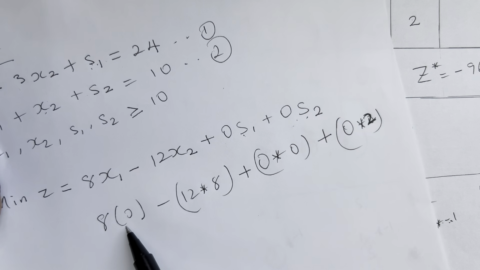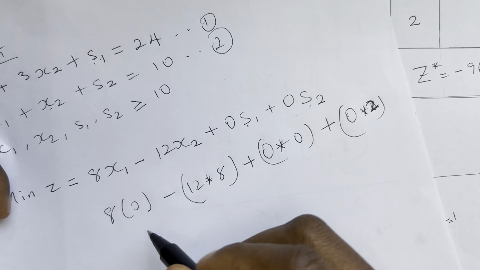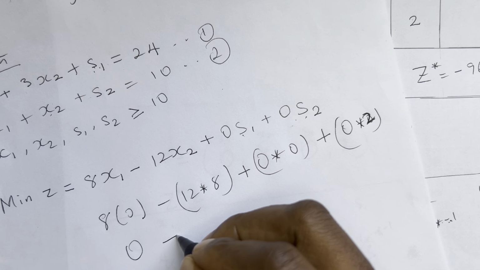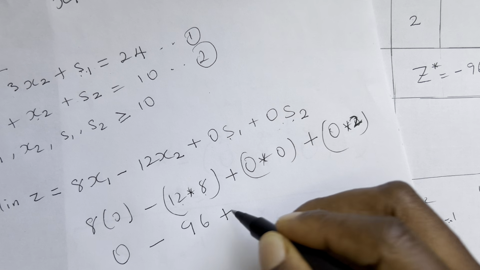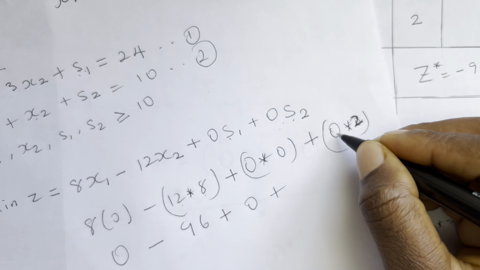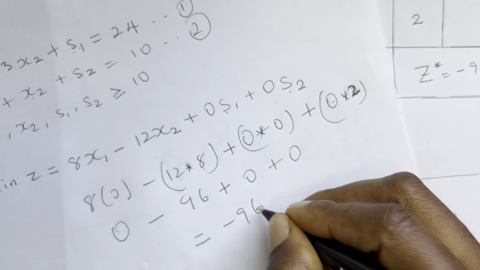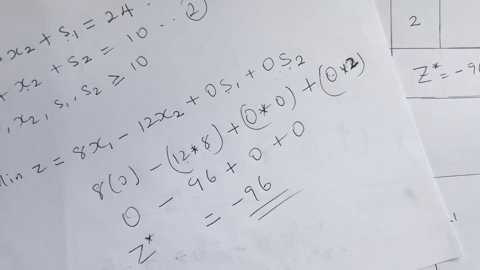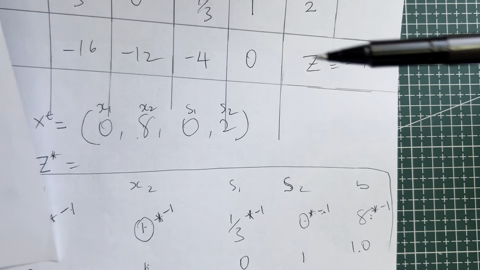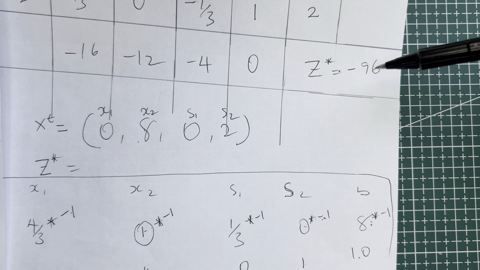So we're going to multiply this and do the summation here. We have 8 times 0 will give us 0, minus 12 times 8 will give us 96, plus 0 times 2 will give us 0. Therefore, here we have minus 96. Our optimal solution is minus 96. And when we compare these two answers with what we got, we see that it is the same value. So here our optimal solution is minus 96.